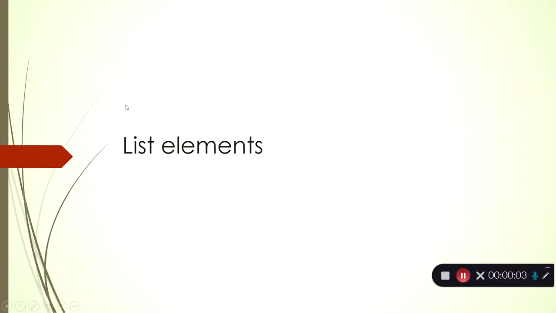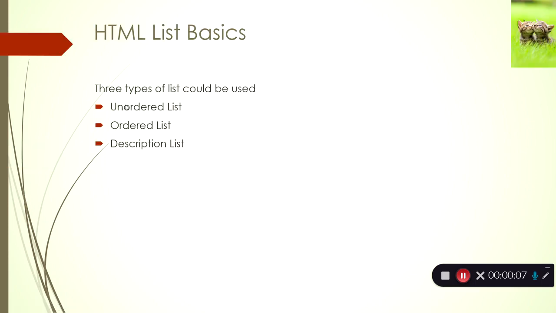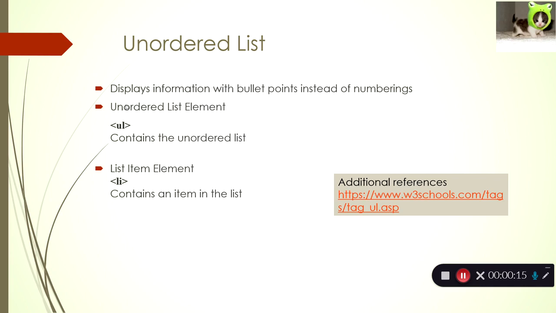So in this video, you're going to see how to provide listing in your web page. There are three types of listing elements in HTML5: unordered list, ordered list, and description list. So let's start with unordered list. An unordered list will display bullet points instead of numbering, a special order, unordered, right? So without any ordering, just specifying some bullets to display the list, it is called an unordered list.